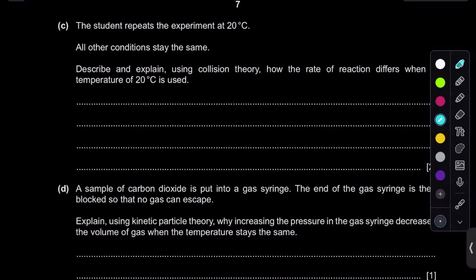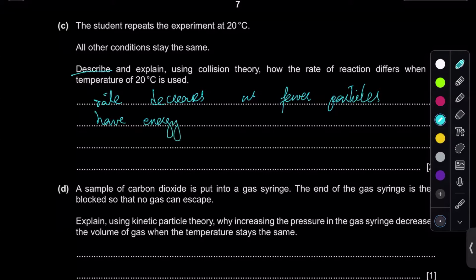So that's the idea. First of all, once we describe, we will say rate decreases as fewer particles have energy equal or more than activation energy. In fact, instead of saying energy, we should be saying have kinetic energy.